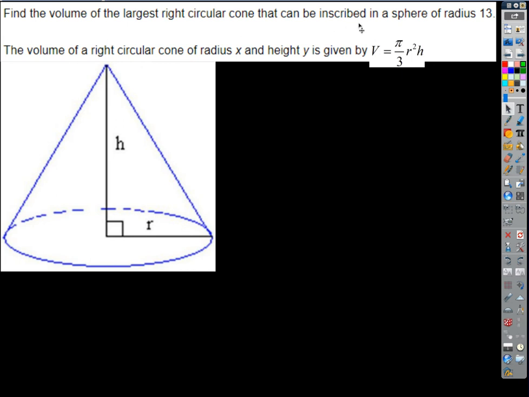In this case, we want to find the largest right circular cone. So there's a prototypical right circular cone. That's what we mean. Okay? That can be inscribed in a sphere of radius 13. So what's the biggest cone that we can fit into a sphere of radius 13? That's a pretty cool problem to be able to solve. You can't do that geometrically. I mean, you have to do this with calculus. There's no way around it.